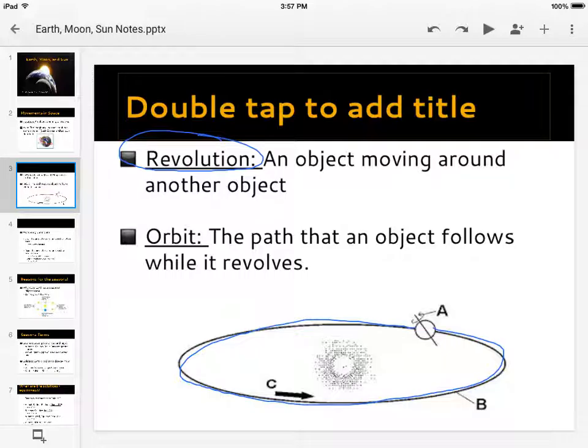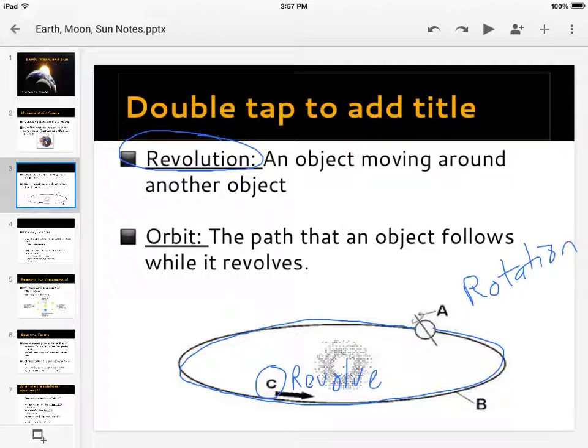The revolution is the actual movement. So this letter C would be revolution, I'll just put revolve. A would be rotation, because it's just spinning around its axis.